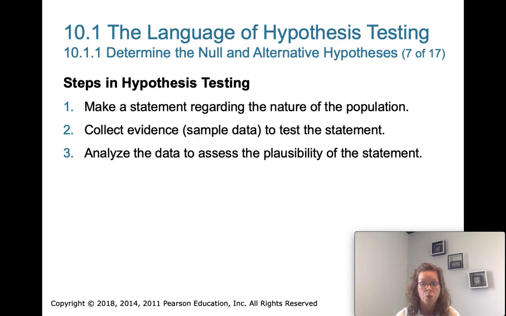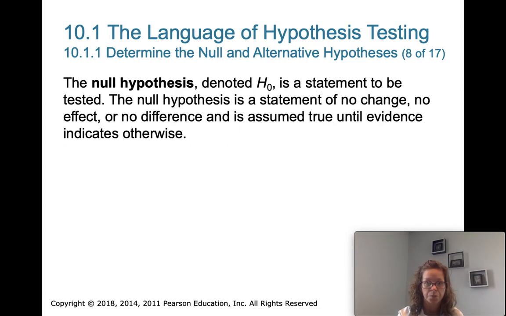Then, after we've made our claim, and this is really important, you have to make the claim before you collect your data. You can't collect your data and then look at it and say, it looks like this happened. Well, that's kind of like reading the last page of a book before you read the story. So you have to make your claim first. Then you collect your evidence, which is your sample data, to test that claim and see if that's true. Then you're going to analyze the data to make your conclusion.